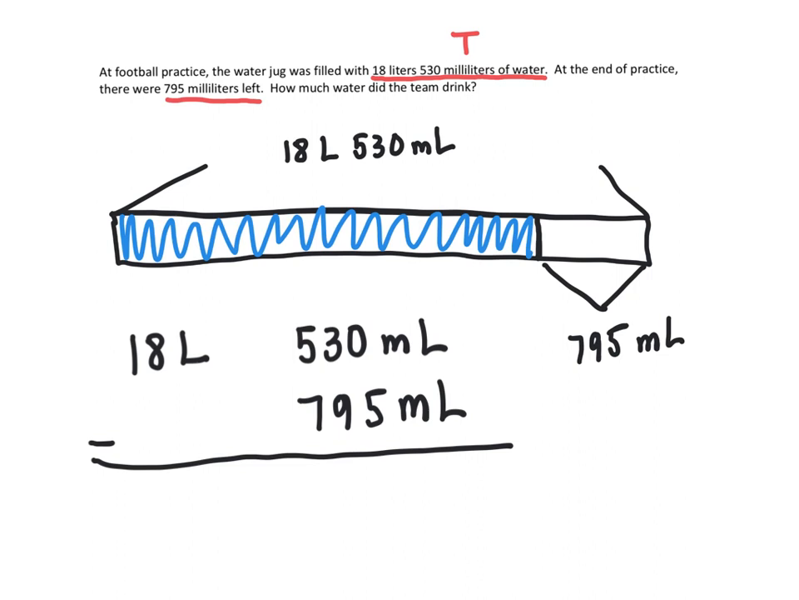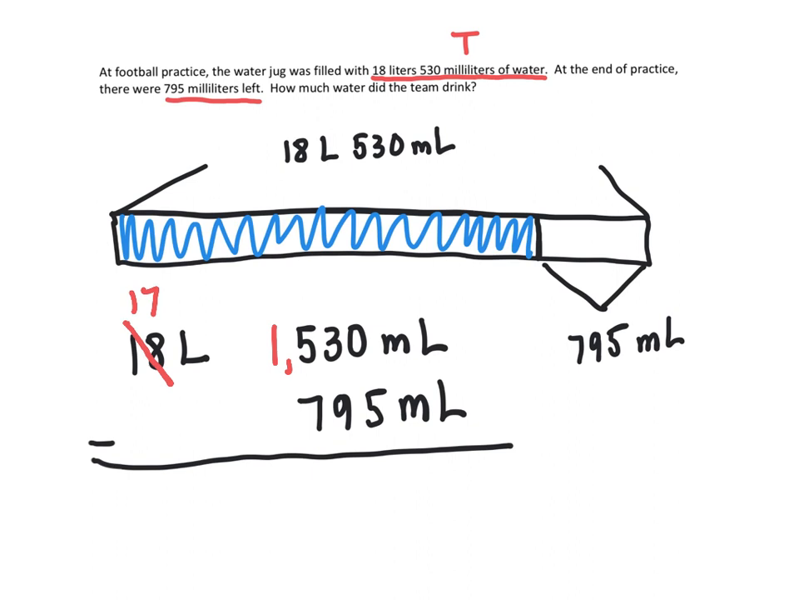Now, automatically, you guys should be seeing this, I hope, that we have a smaller number on top from a larger number. So we are going to have to go to the liters and ask for 1,000. Because remember, there's 1,000 milliliters in 1 liter. So I need to take a liter and add that to 1,000 over here. So let's get started with that. So I'm going to take 1 liter away, which will give me 17 liters. Add 1,000 to this, which is now 1,530. So now we can subtract.